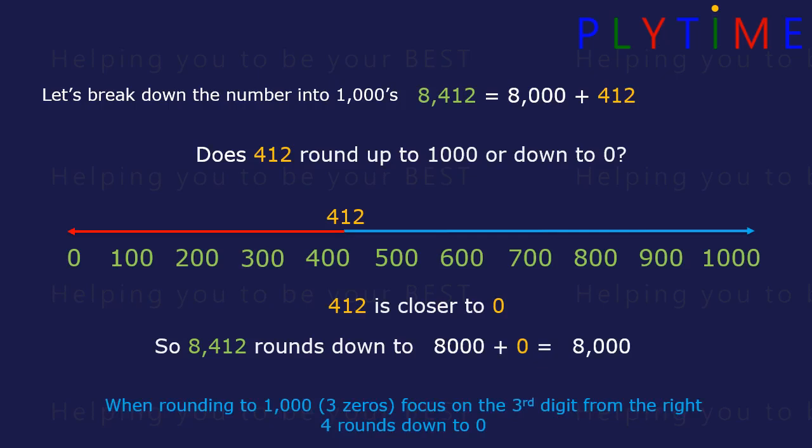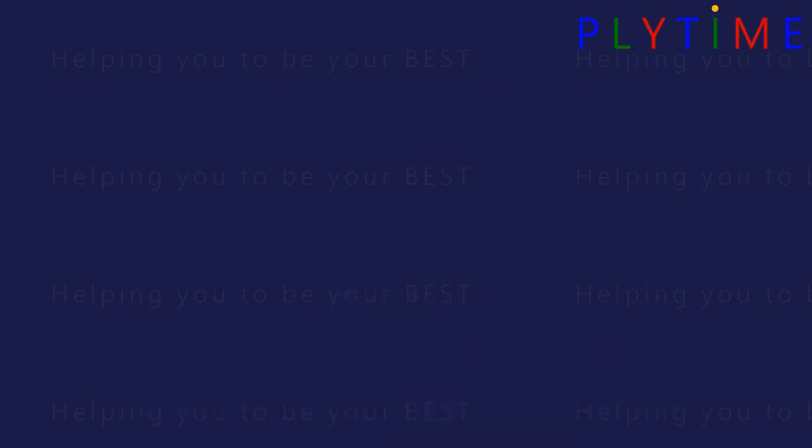When rounding to 1,000 with 3 zeros, we focus on the third digit from the right, here the 4, and 4 would round down to 0.